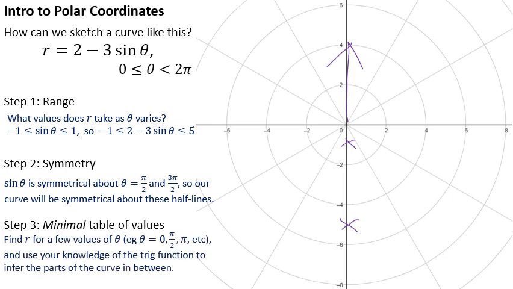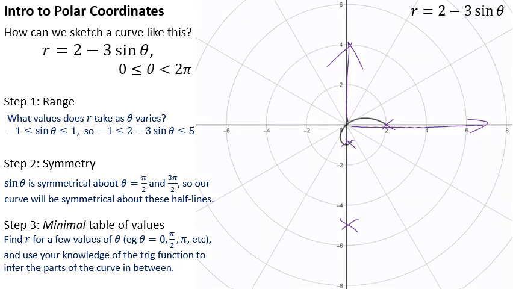And I'd suggest you try a few other values. Look at what happens at the very beginning. 2 minus 3 lots of sine 0 is just 2. So at the start, when we're looking in the direction of the initial line, we know we're going to be beginning with an r value of 2. Once you've got some sense of where you're heading, then you can start to sketch in your curve. And it's a weird looking one.